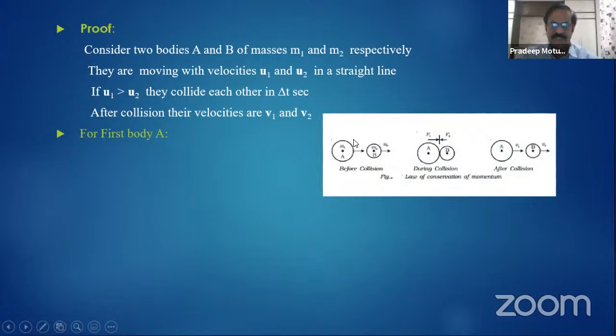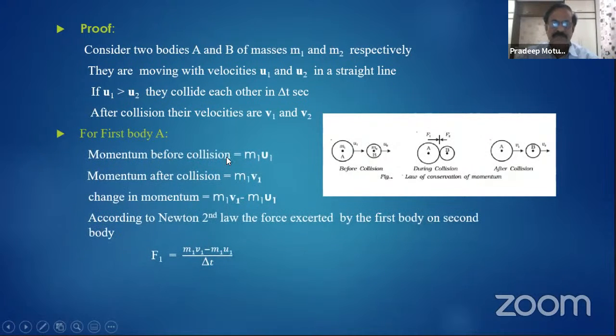Consider the first body. The momentum before collision is equal to m1 u1. As you know, the momentum formula is mass into velocity. Now I am strictly concentrating on the first body. Similarly, the momentum after collision of the same body is m1 v1. What is the change of momentum? It means the difference of these two momentums, that is m1 v1 minus m1 u1. This is the change in momentum, in a very small time, that is delta t seconds.